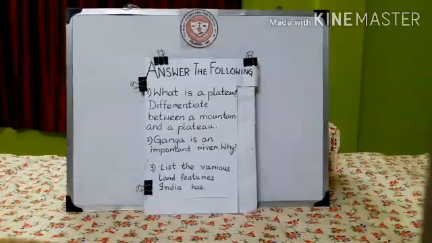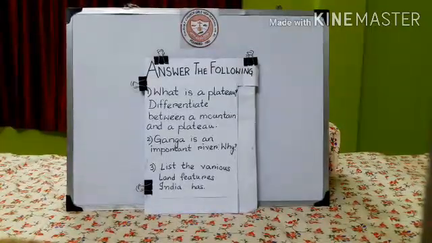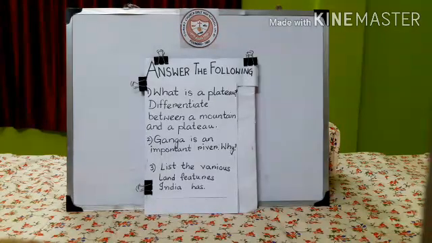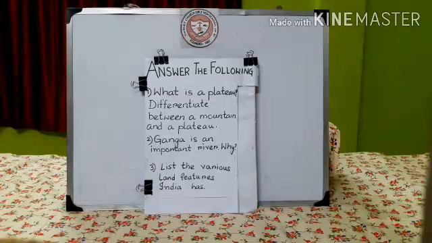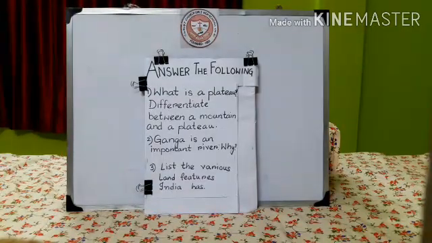For that answer you all will write: a high level land rising steeply from surrounding area is called a plateau. It is on page 22 of your SST class 3 book. Okay. So once again let me repeat the answer for you. What is a plateau? A high level land rising steeply from surrounding area is called a plateau.